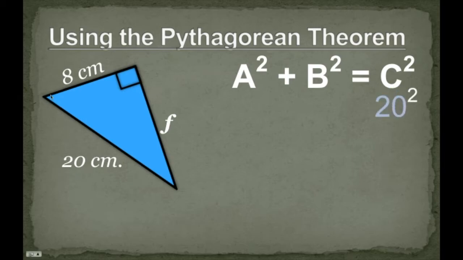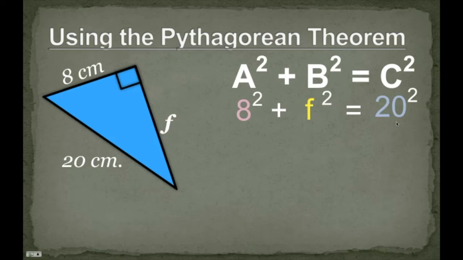Well, what do I have over here? I have my leg here and my leg here. I know that this leg is 8, and I don't know what this is, but we have the variable f to represent it. So let's plug this in for A, and let's plug this in for B. So now we've got A is 8, B is f, and C is 20. All I should do now is bring down my signs. So I've got 8 squared plus f squared equals 20 squared.